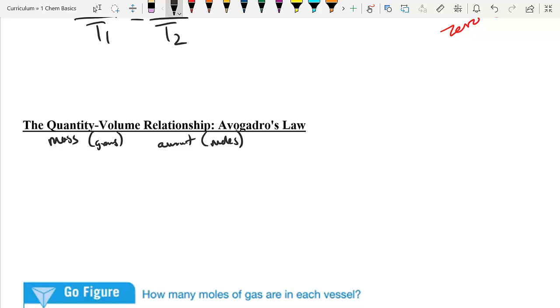Most common way that we're going to relate it is that the volume is directly proportional to the number of moles. So we give that the symbol n for our sample.